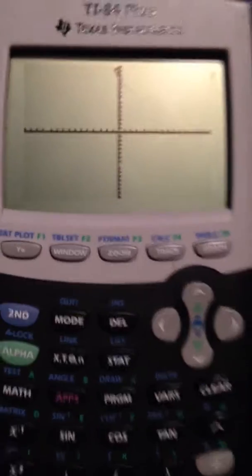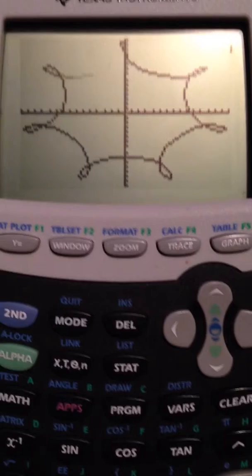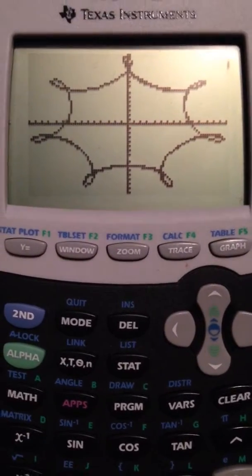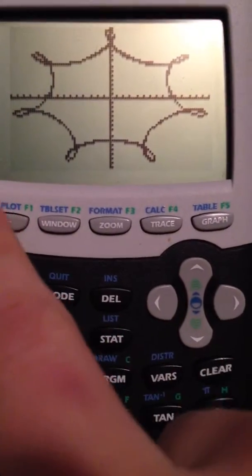So I'll see if you can see it. And then it continues going around. You can probably see it going over some of the lines, but it does complete 2 full rotations.